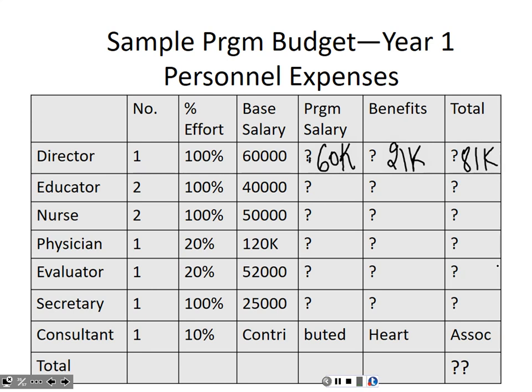Educator, 40,000 for one, for two it's going to be 80,000, okay? Benefits, for one or both? 28,000 for both. So that's 80,000 times 0.35. And the total cost of the two educators for my program? 108,000. Okay? Is everyone following?